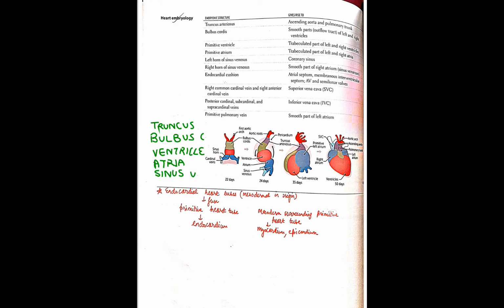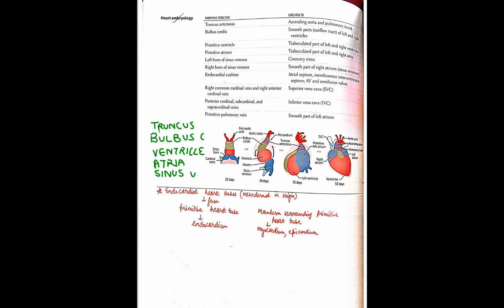in the mature heart. So from above downwards, I am discussing: first we have truncus, then bulbus cordis, then ventricle, atria, and sinus venosus. So how will we remember? TB of the vas. Truncus arteriosus, bulbus cordis, ventricle, atria, and sinus venosus. So, truncus arteriosus will give rise to the pulmonary trunk and the ascending aorta.